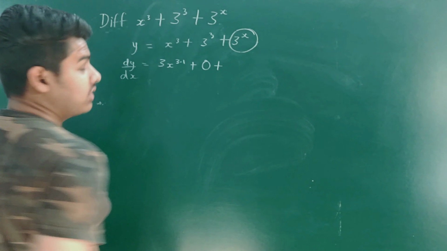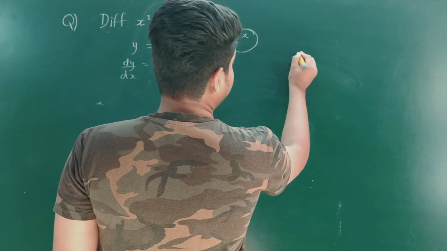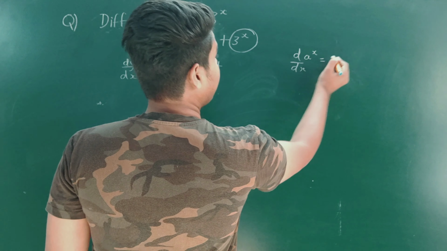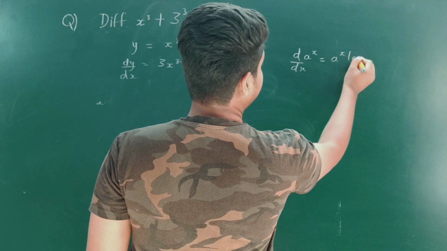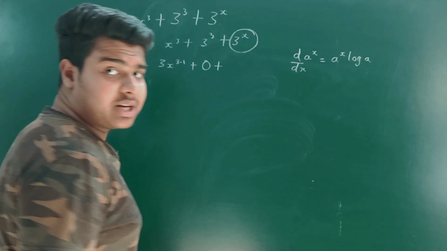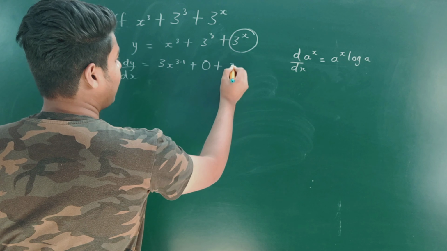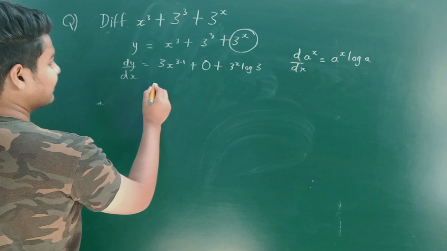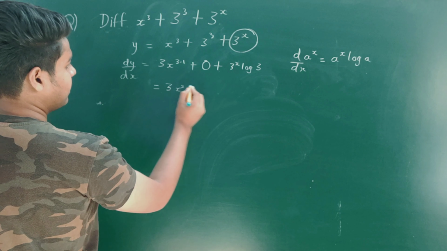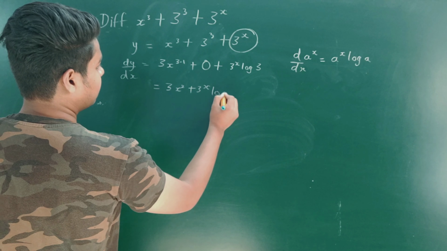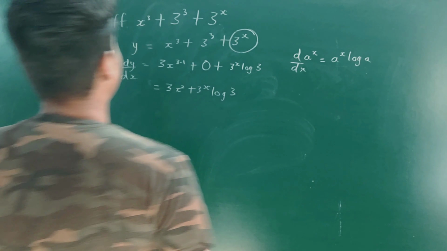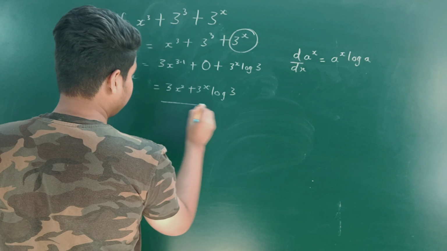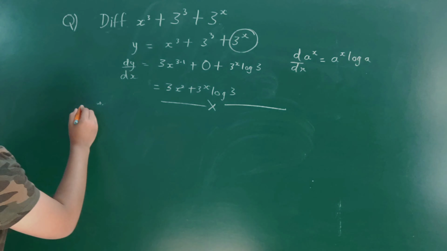Now this is the part that you have to differentiate carefully. Let me remind you of the formula: differentiation of a to the power x with respect to x, where a is a constant, equals a to the power x log a, which means differentiation of 3 to the power x will be 3 to the power x log 3. So on simplifying this, we get 3x squared plus 3 to the power x log 3. This is the answer to the question. Note it down. I am writing the next question below. The second question has been solved.